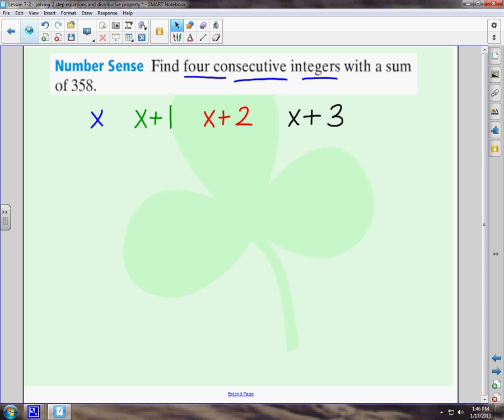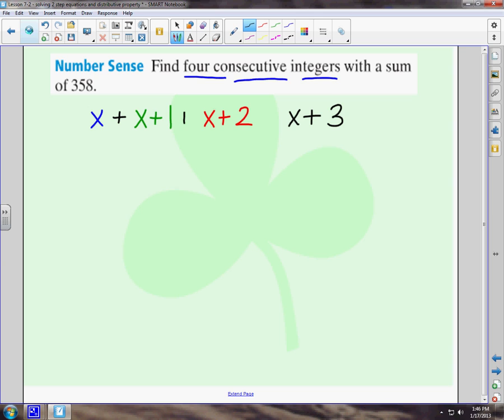So those are consecutive integers. They'll go right in a row. It would be like, let's say we had 10. 10 is x. 10 plus 1 is 11, that's green. 10 plus 2 is 12, that's red. And 10 plus 3 is 13, that's black. So it would go 10, 11, 12, 13.